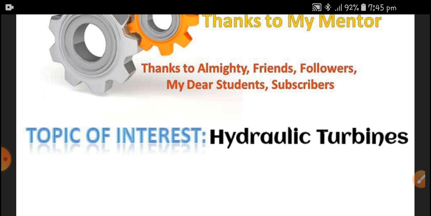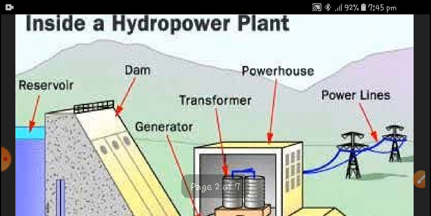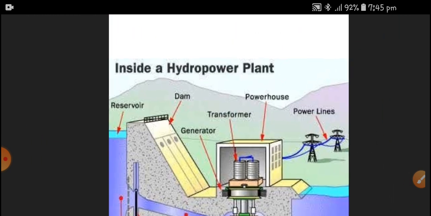First of all, I would like to make this clear. The hydraulic turbine converts hydraulic energy into mechanical energy. These hydraulic turbines are generally used in hydroelectric power stations. The layout of a hydroelectric power station is a bit like this.